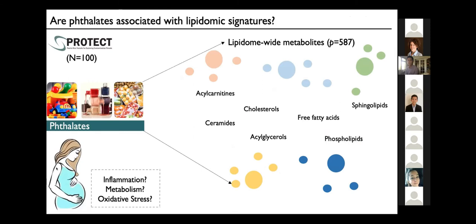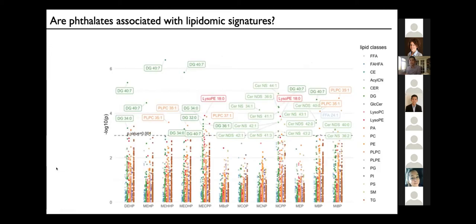So most recently, we just submitted a preprint for a study where we were able to evaluate these lipidome-wide metabolites as potential signatures of prenatal phthalate exposure in the PROTECT cohort. And this figure here highlights one of the main findings from the study. This is a Manhattan plot where each of the phthalates is on the x-axis, and on the y-axis is the negative log 10 p-value. And each of these point estimates are single lipid metabolites that we're quantifying.